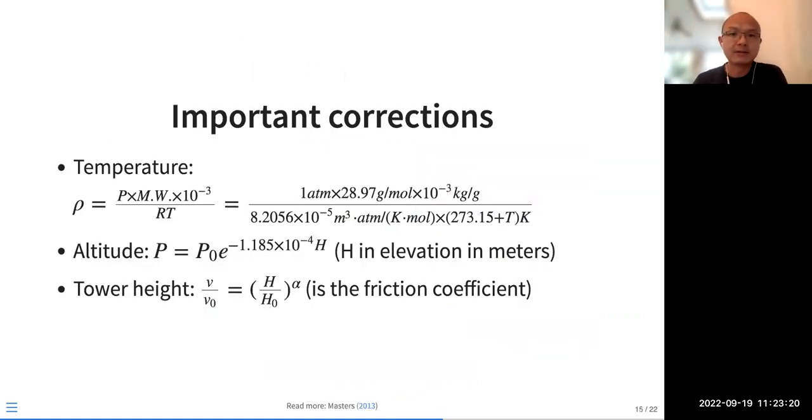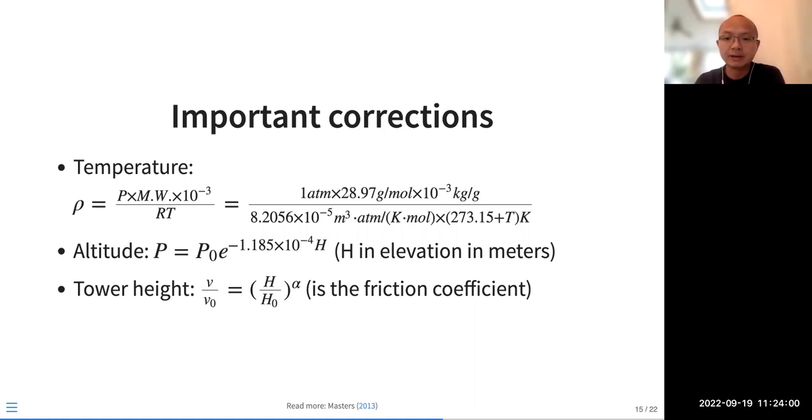There are some very important corrections. For example, as temperature changes, rho, the air density, would change, and you can see here, so does altitude. The higher the altitude, the lower the air density. Tower height also has an impact.